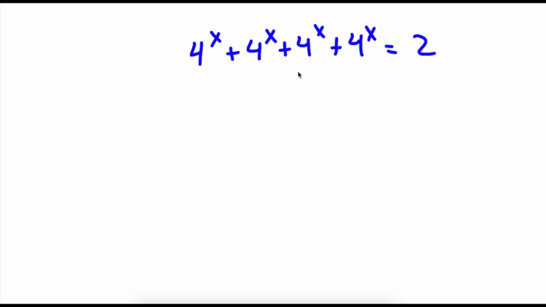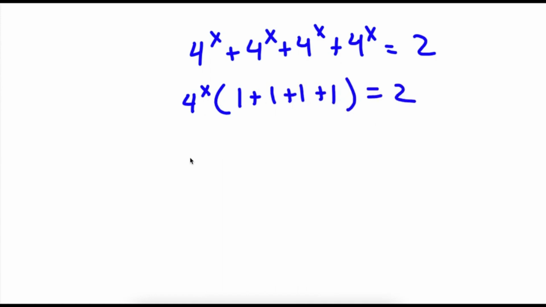Alright, so we have 4 to the power of x plus 4 to the power of x plus 4 to the power of x plus 4 to the power of x is equal to 2. Now the first thing I'm going to do is factor out 4 to the power of x. So now I have 4 to the power of x times (1 plus 1 plus 1 plus 1) is equal to 2. Now I'm going to simplify what's in the parentheses. So I have 4 to the power of x times 4 is equal to 2.